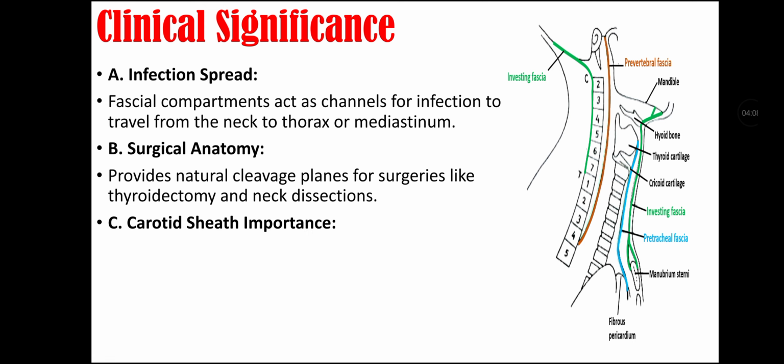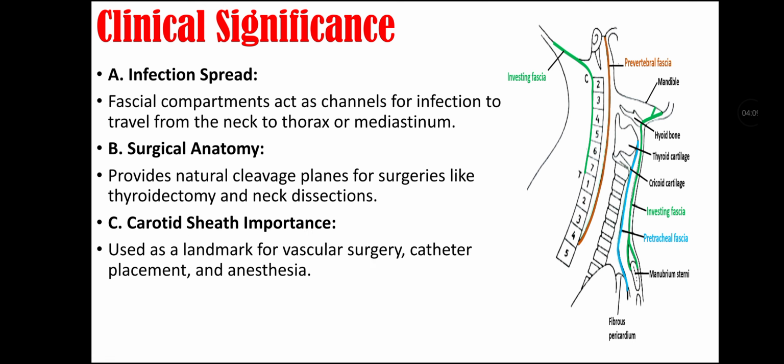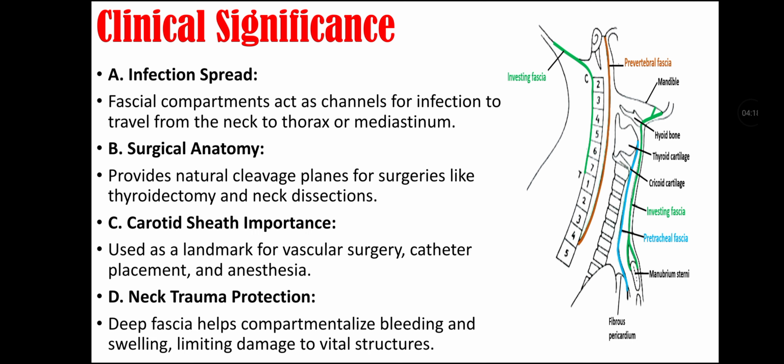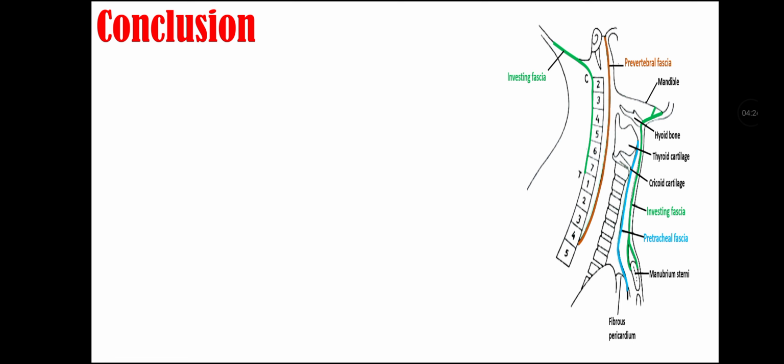Third significance is carotid sheath importance, as it is used as landmark for vascular surgery, catheter placement, and anesthesia. Fourth significance is neck trauma protection, as deep fascia helps compartmentalize bleeding and swelling, thus limiting damage to vital structures.